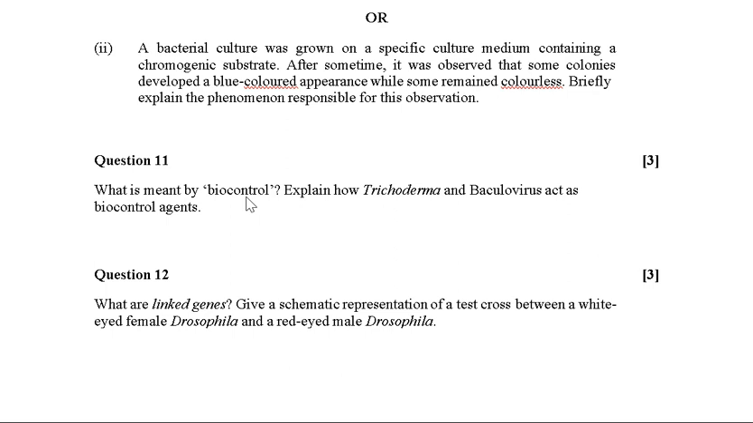So, who are the biological agents here? Viruses, bacteria, fungi or other insects. In this way, what are we controlling? We are controlling the pest and pathogen population. Okay, so this is the natural method. Next, they have added another question with this. Explain how Trichoderma and baculovirus act as biocontrol agents.